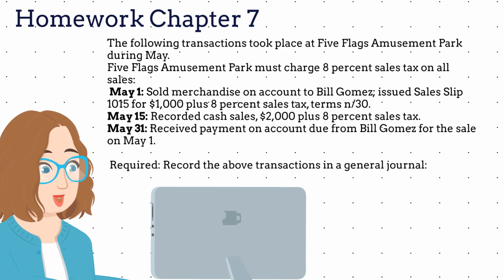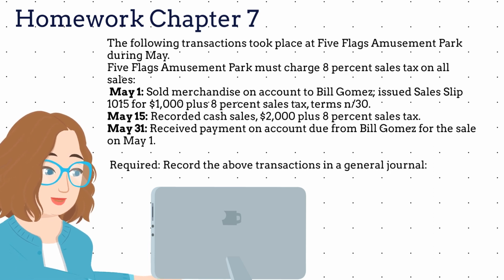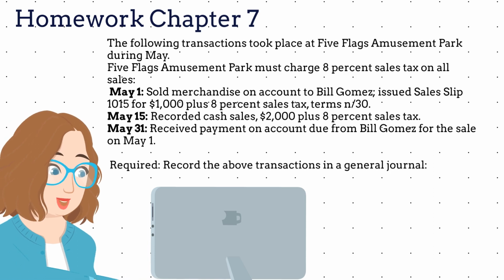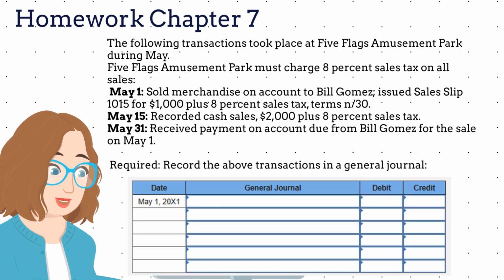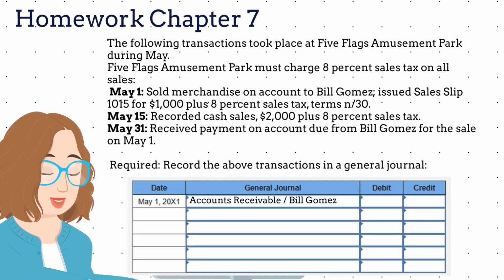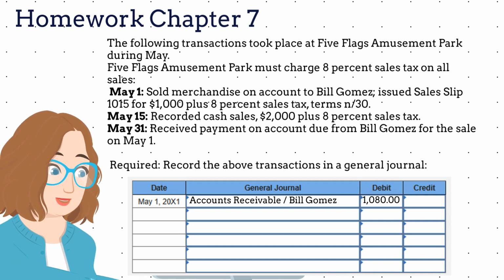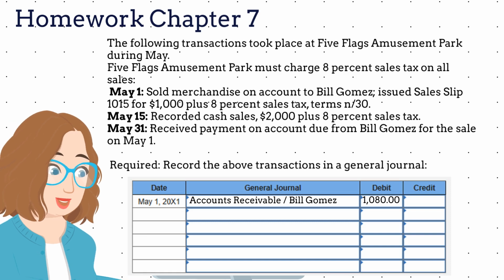On May 1st, the company sold merchandise on account to Bill Gomez, issued sales slip 1015 for $1,000 plus 8% sales tax. The terms are net 30. To record this transaction, we debit accounts receivable for Bill Gomez for $1,080. Why is it $1,080? Because we have included the sales tax of 8% in the accounts receivable.